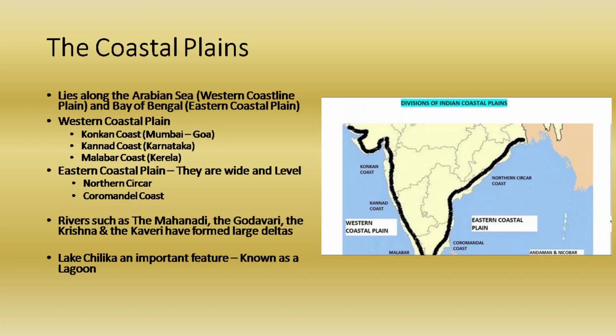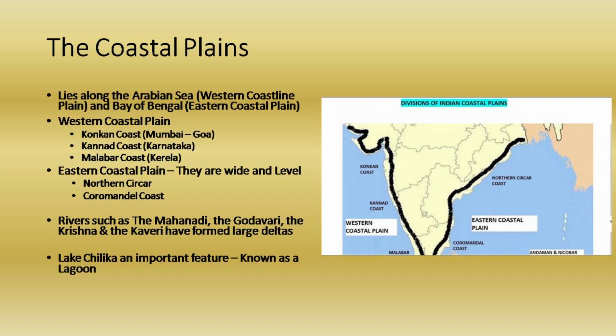Coming to the next division of the physical features of India, it is its coastal plains. The coastal plains of India are divided into two parts. One is called the western coastal plain, the other is called the eastern coastal plain. The western coastal plain is mostly divided into three coastal plains. Number one, the Konkan coast from Mumbai to Goa. Next, the Kannada coast, found in Karnataka. And the third, the Malabar coast, found in Kerala.